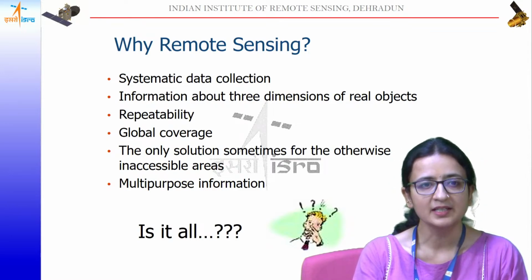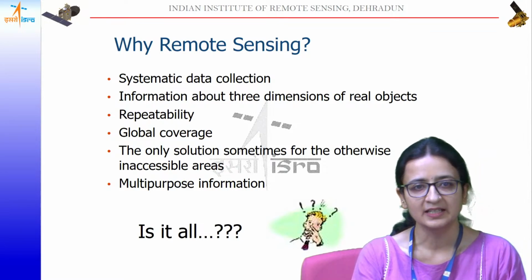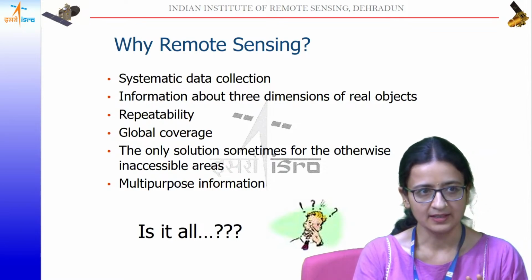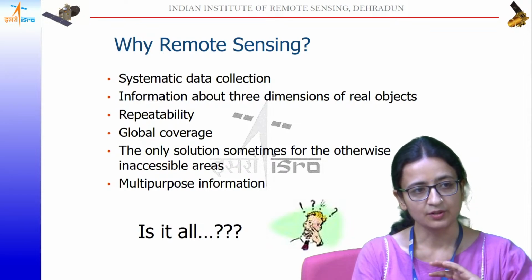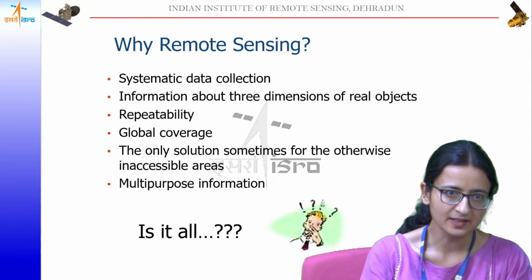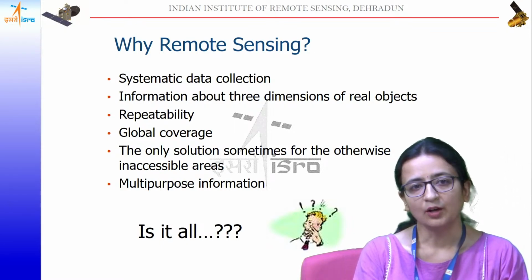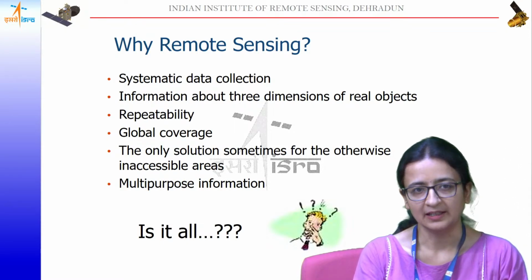Whereas remote sensing gives you an option to have systematic data collection. Let's say it is a scanner, so it's going in a particular fashion, click, click, click, and you collect the data in a systematic pattern. The objectivity comes into the data collection.